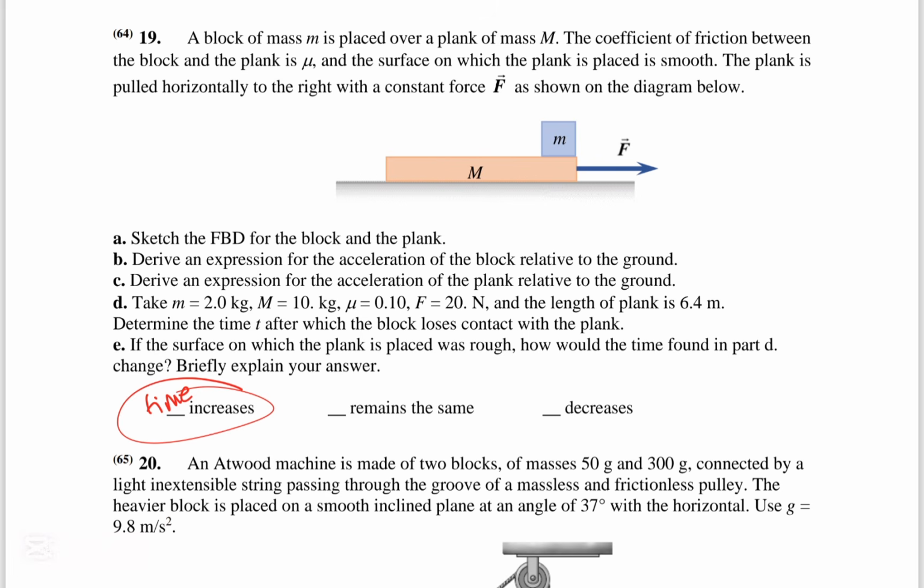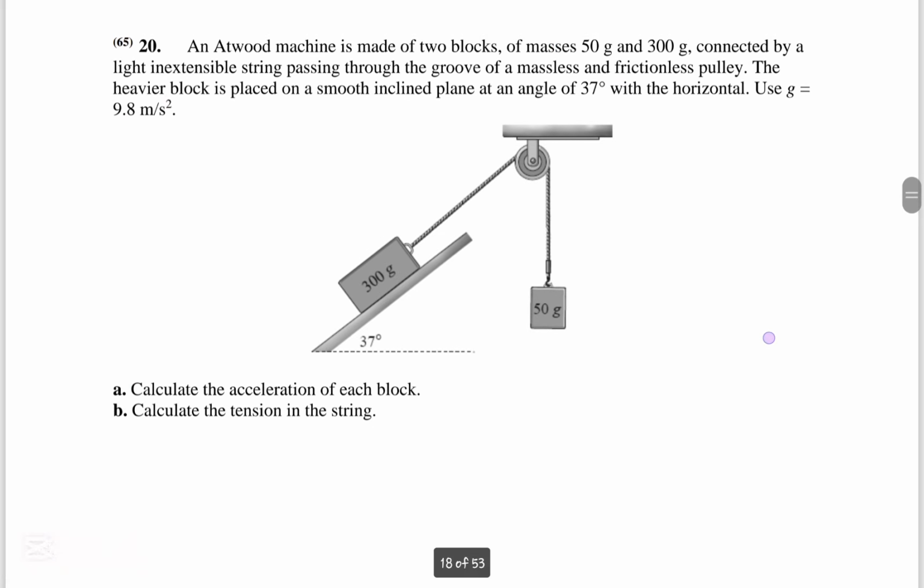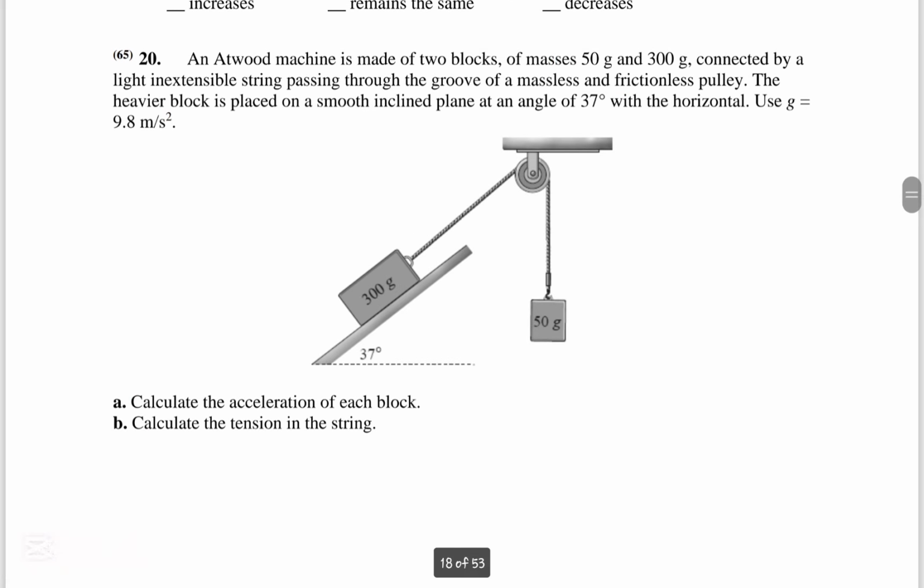Again, I'll explain. I have more friction, a greater force of friction, so it will decrease the acceleration of the plank. This will then decrease the relative acceleration, which would increase the time that the block travels before they separate. That's it for question 19. We'll move on to question 20. It's only 2 parts, and then that's it for chapter 3.